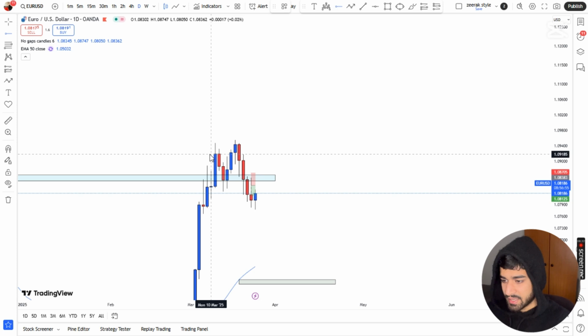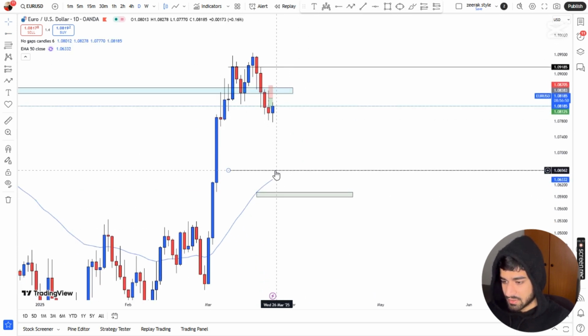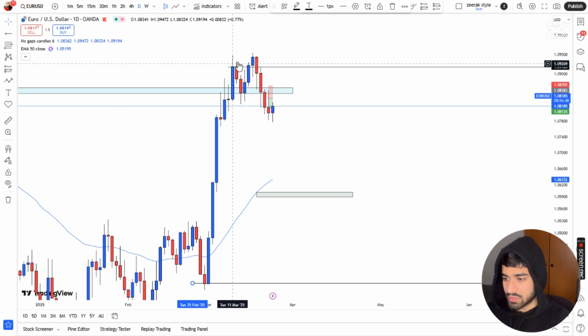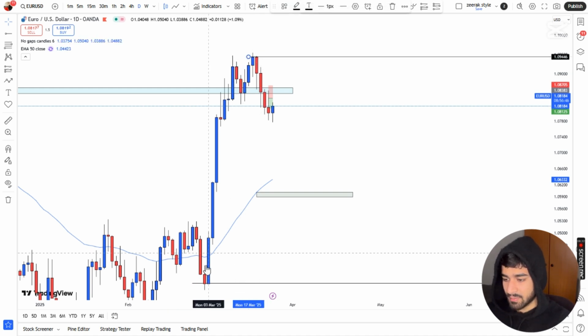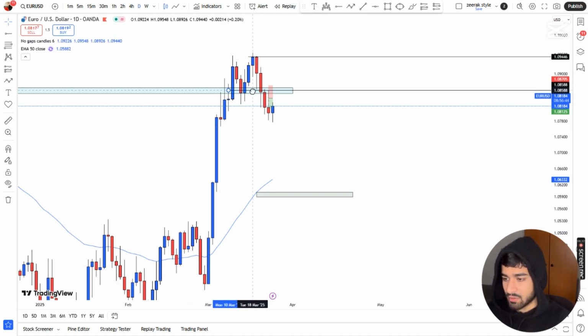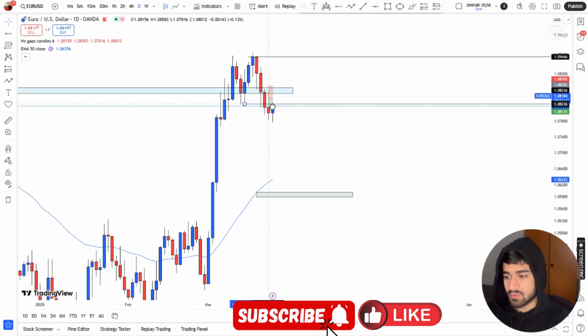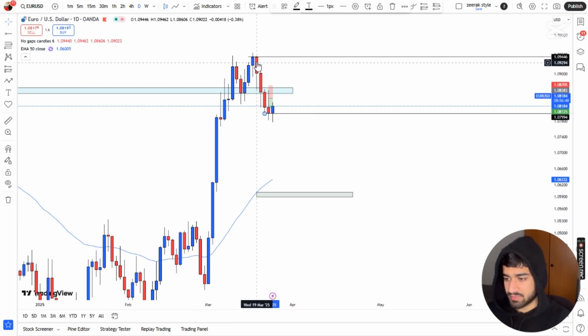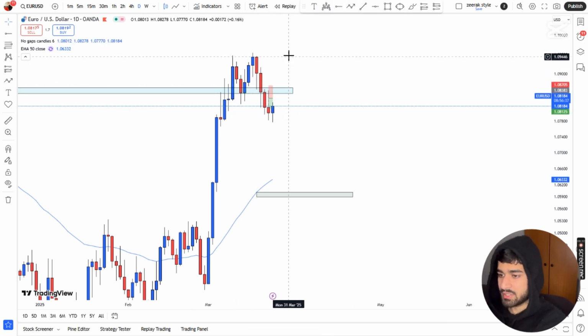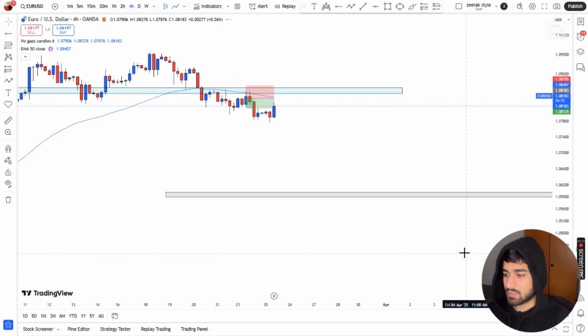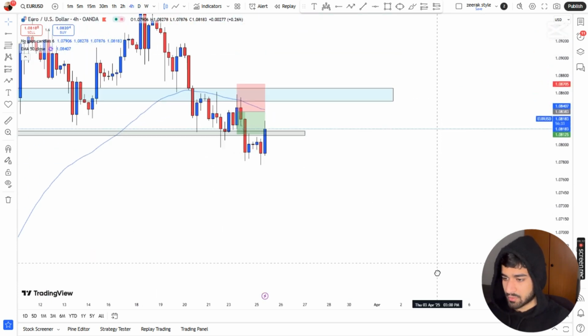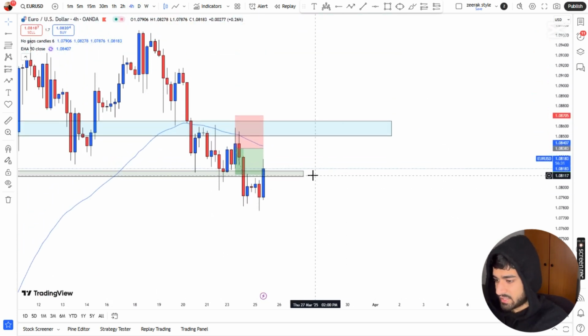This was the higher high, this was the higher low. We broke to the upside, this became the higher high, this became the higher low. And what happened? We broke to the downside, this became the lower low, this became the lower high. We are bearish in daily. Then I came to the 4-hour. I was looking here at the 4-hour, and guys, look at that.